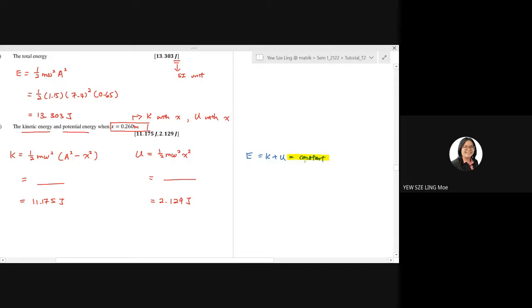So for your assignment, make sure to include this when you explain anything by using the principle of conservation of angular momentum. All right. Quite a lot of you give me the equation, but you didn't say it is equal to a constant value.